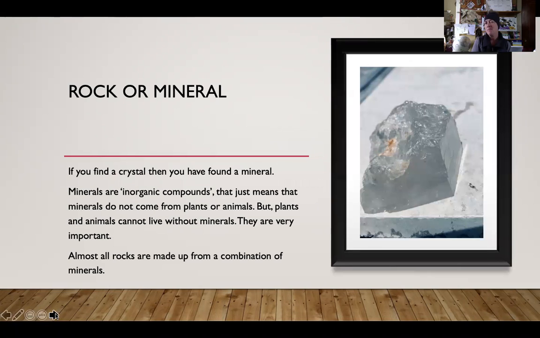First, let's talk about the difference between a rock and a mineral. So if you found a crystal, you probably found a mineral. Minerals are inorganic compounds. That means they didn't come from a plant and they didn't come from an animal. Yet plants and animals must have minerals in order to exist. Plants need them to grow and feed us, and we need them for all of our bodily functions. They're very important. And almost all rocks are made up of minerals.